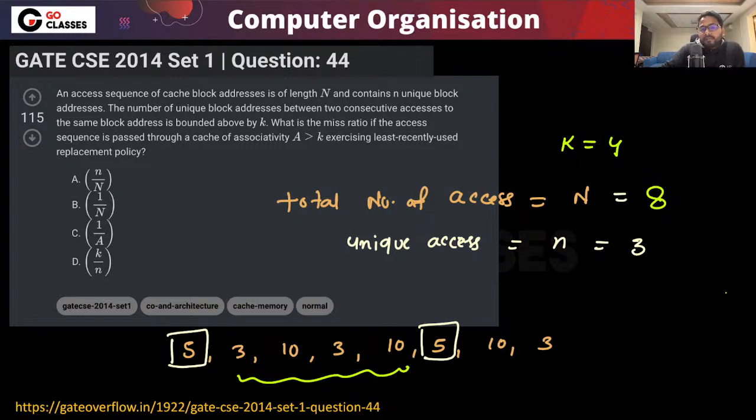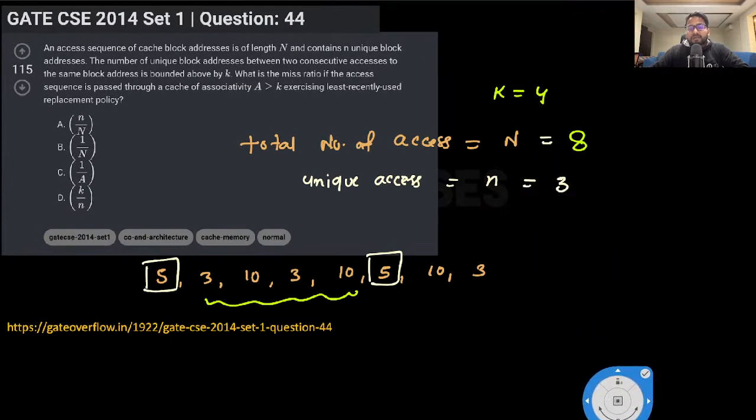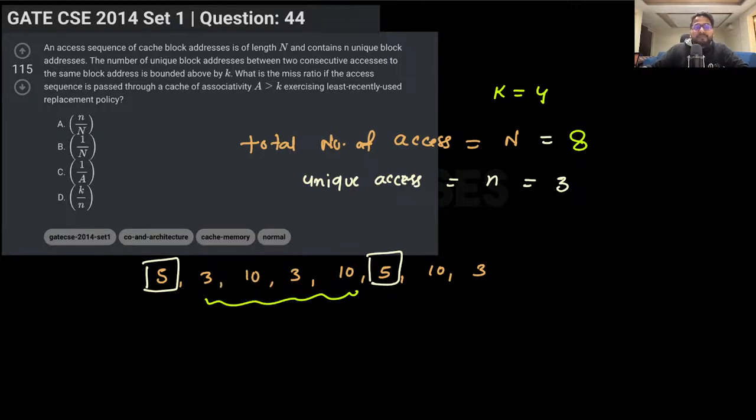Okay, now what they are saying: what is the ratio if we access the sequence through a cache with associativity A? See, they are asking about the miss ratio. What is the miss ratio? This question is a little tricky, but let's try to understand it carefully. If you are accessing n blocks uniquely, can you say that there will be at least n misses out of capital N?